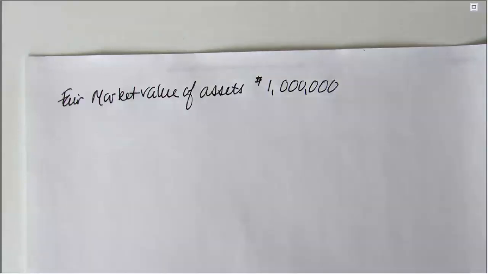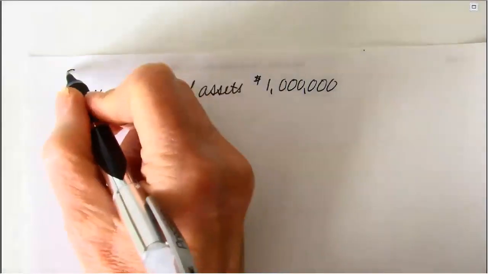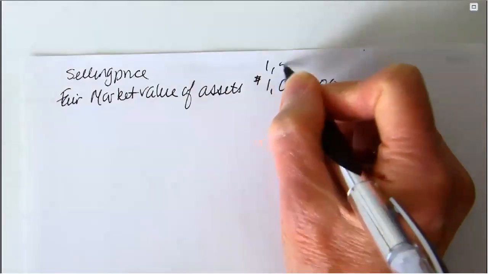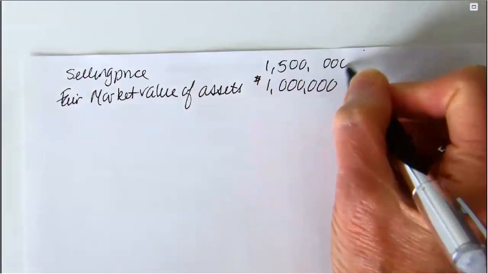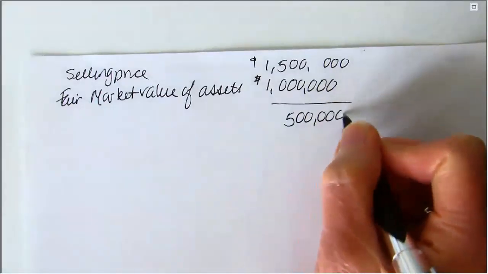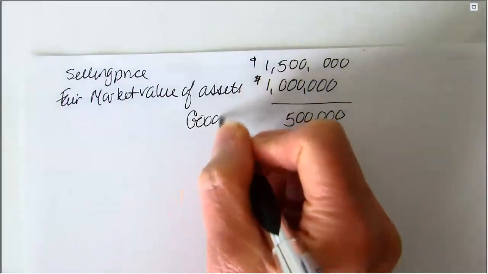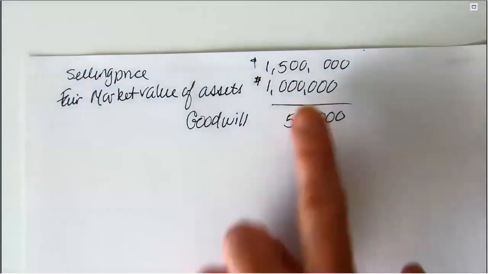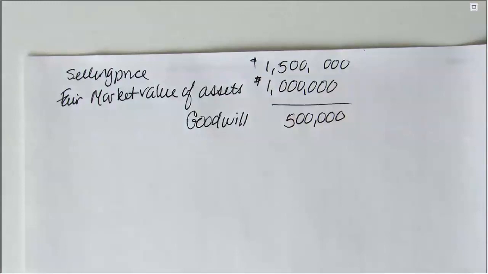So let's say I was able to sell it for $1.5 million. That means they're willing to pay me an extra $500,000. That's considered goodwill. Now, that's not on my books. My books have $1 million worth of the fair value of assets on them. But the person who buys my business will have $500,000 on their books. It goes on the books of the purchaser.